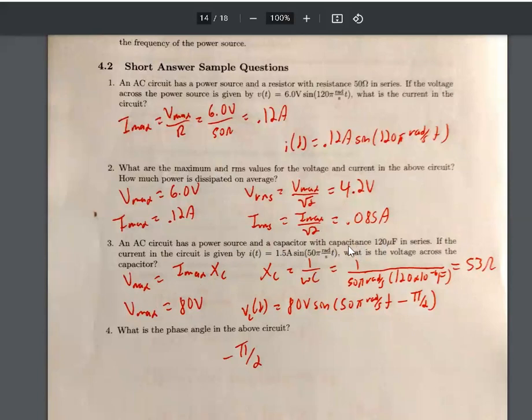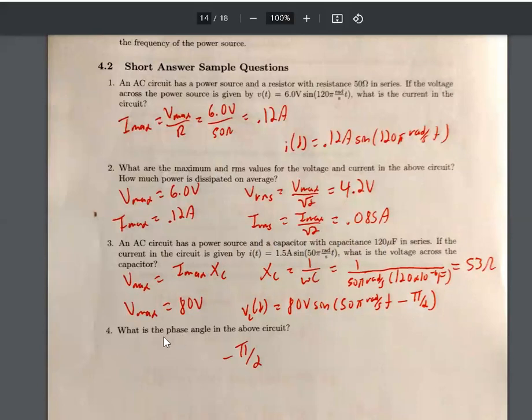So our voltage is our maximum voltage times the sine of the angular frequency times time. And this time we have a capacitor and not a resistor. The voltage of a capacitor always lags behind the current by pi over 2. That means we have to subtract pi over 2. So for capacitors, it's always minus pi over 2. For inductors, it's always plus pi over 2. And for resistors, it's always 0.